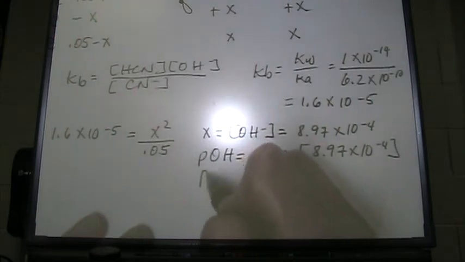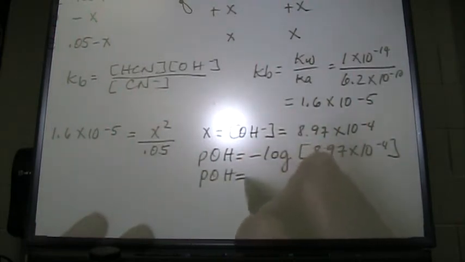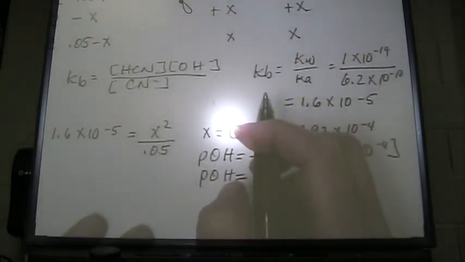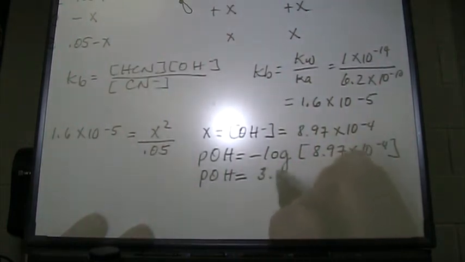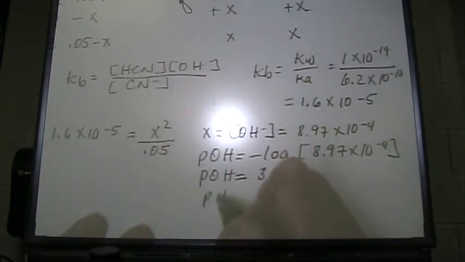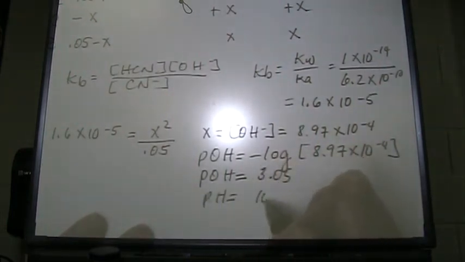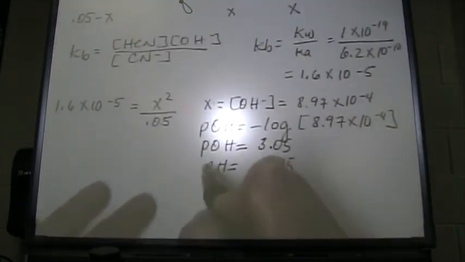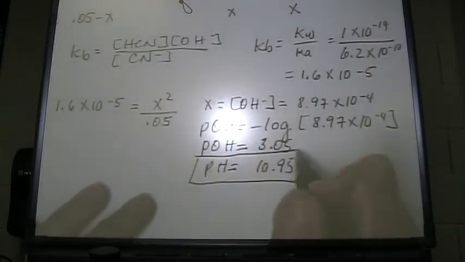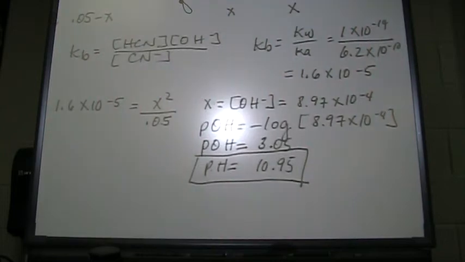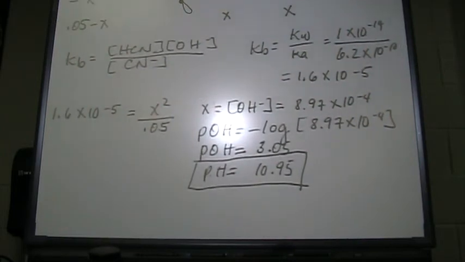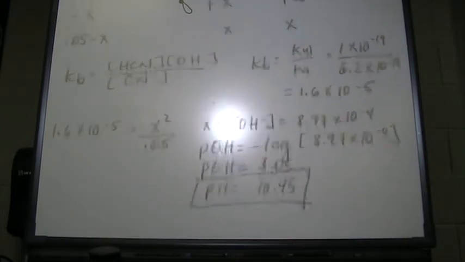So the pOH is equal to 3.05. Therefore, the pH is equal to 10.95, and that is your answer. Now I want you to add a step D. Write this down on your paper. Step D: find the pH.